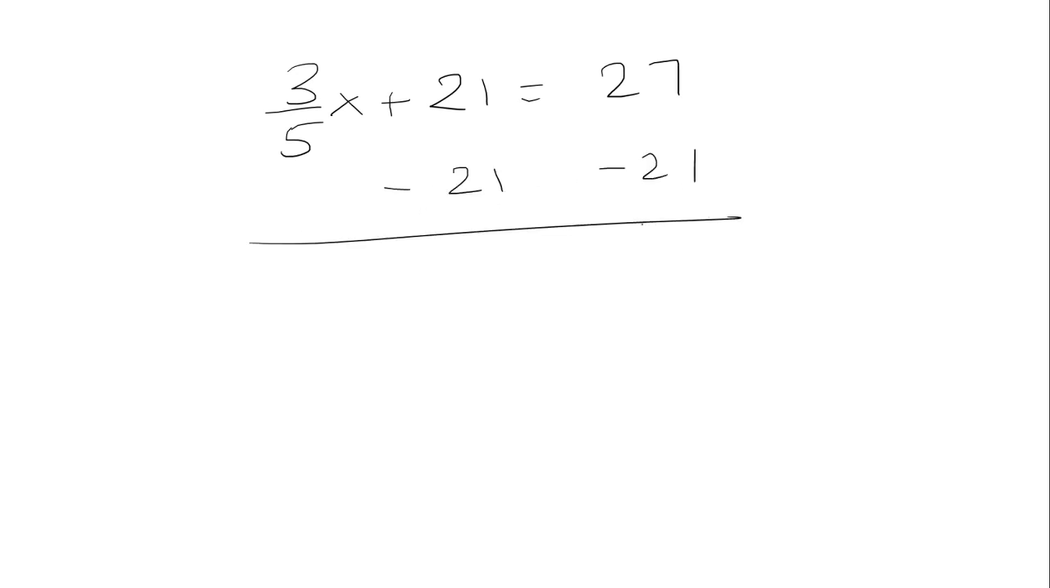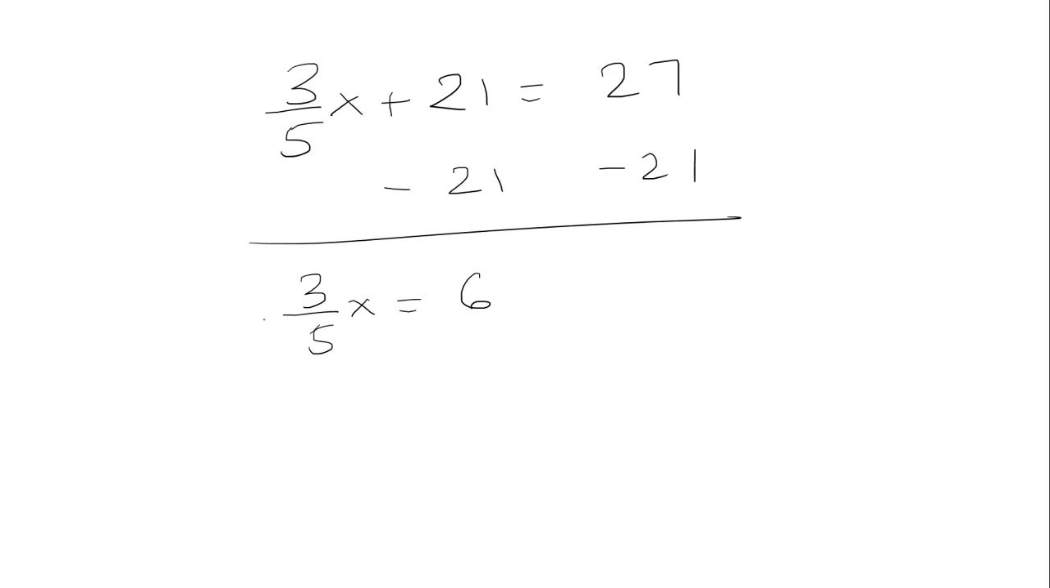Okay. Let's look at 3/5 x plus 21 is equal to 27. I'm going to subtract both sides by 21. The 21s are going to cancel. I'm left with 3/5 x. 27 minus 21 is 6.